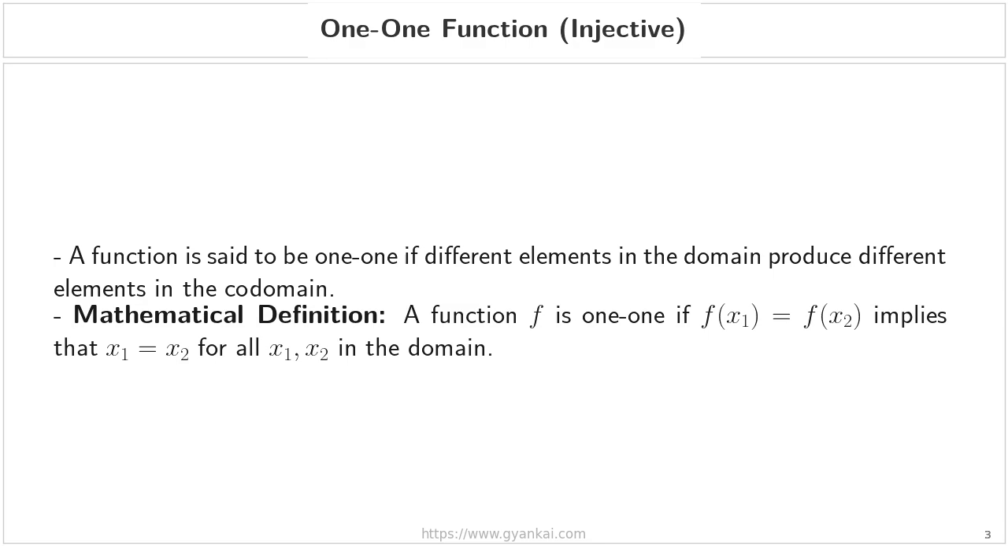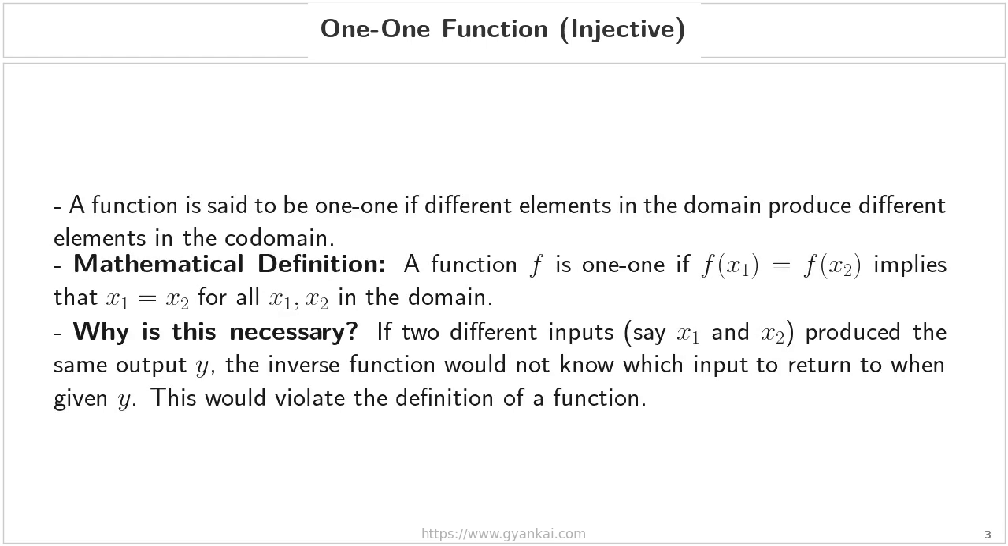To express this more formally in mathematical terms, a function f is 1-1 if the statement f of x sub 1 equals f of x sub 2 implies that x sub 1 equals x sub 2 for all x sub 1 and x sub 2 in the domain. Essentially, this tells us that if the outputs are the same, the inputs must have been identical to begin with.